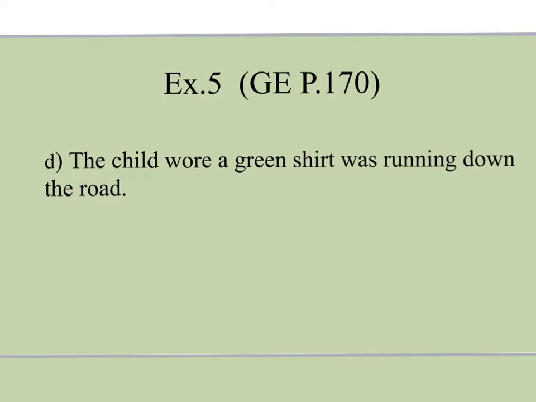Hello everyone. Have you done this exercise in your grammar book, page 170? Let's check the answers of exercise 5 together. Look at number D first. The child wore a green shirt was running down the road. Have you noticed any mistakes here?